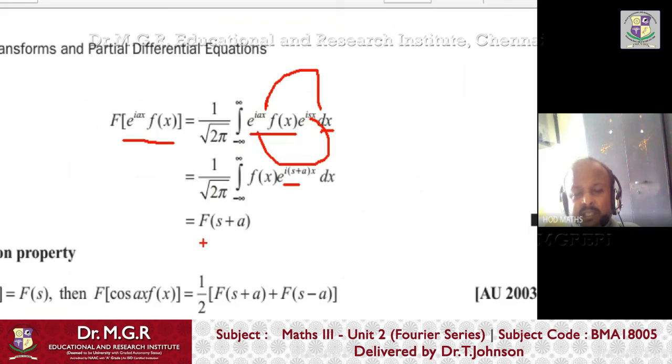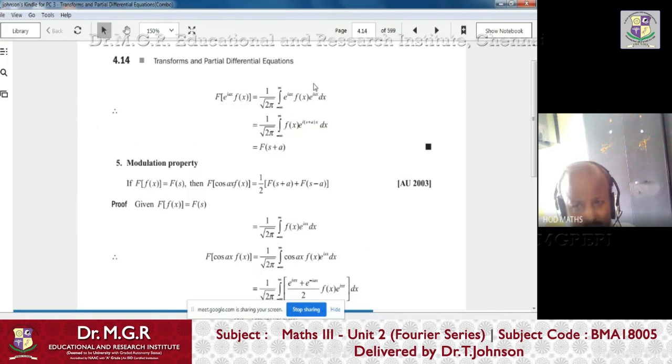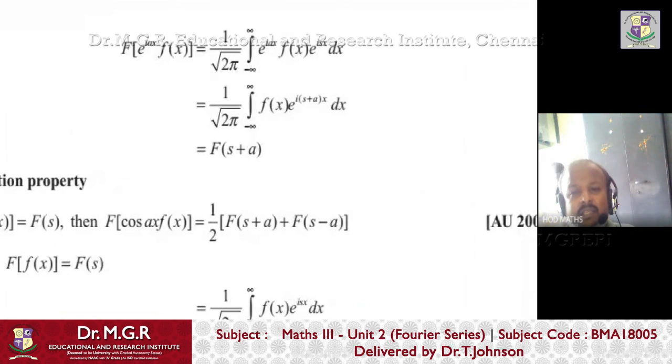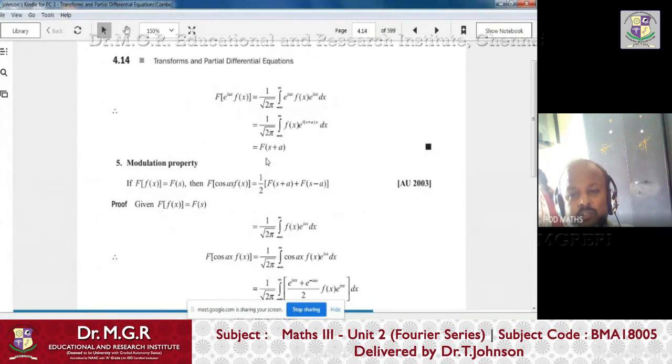Now when you see this, this is again a definition of Fourier transform. There, in place of s, s plus a is there, right? So what is the original formula? f of x e power isx dx. But here f of x e power i(s plus a)x dx. So in place of s, s plus a is there, right? So this is the proof of the shifting in s. Why is it called shifting in s? Because here F of s goes to F of s plus a. So there is a shift in s from s to s plus a.